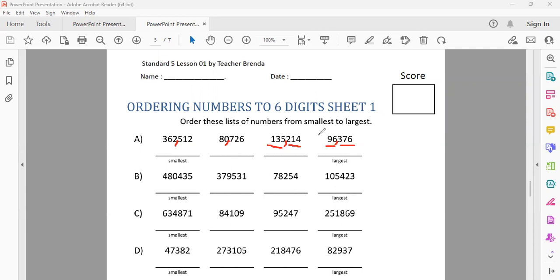135,214. Obviously, by just reading it, you understand this is more than this. 135 is more than 96. 80,000 only. 362,000. You see, I don't even read the whole number. I just read the thousands part. That's good enough to figure out which is the smallest number here. So, the smallest number is going to definitely be 80,000, followed by 96,000, followed by 135,000, and followed finally by 362,000. I just read the thousands and that gets me the answer.